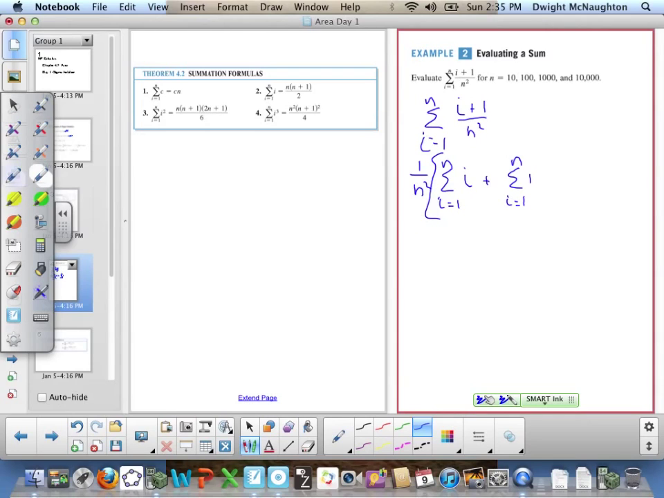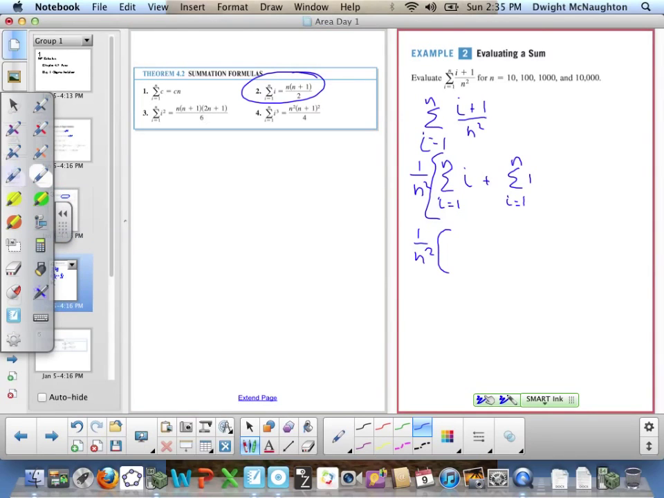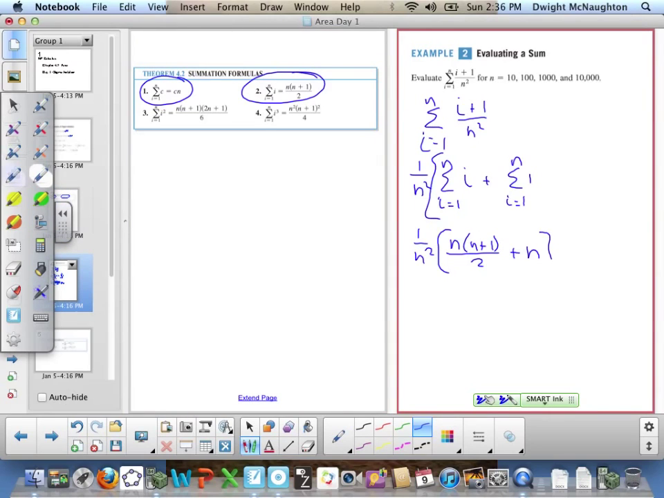All right? The summation of i right here is n plus 1 over 2. So we'll have n times n plus 1 over 2, plus the summation of a constant is the constant times n. So this would be n right there. And it's just a matter of simplifying then.